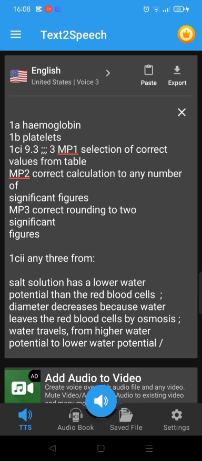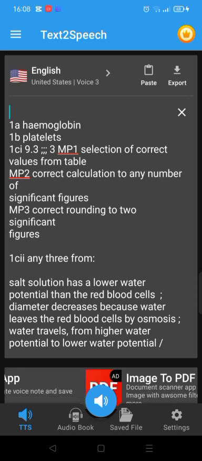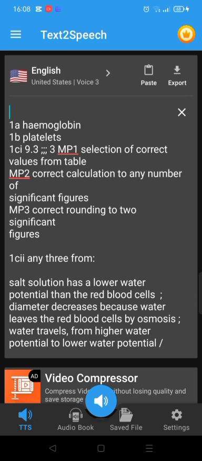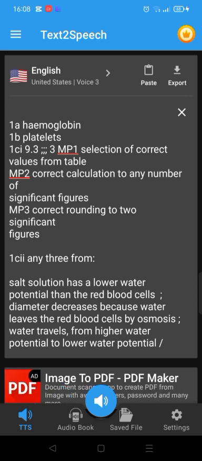2B any 3 from: Uses energy from respiration, mitochondria. Transport movement is against a concentration gradient. Involves movement of sugars, ions, substances other than water. Involves protein carriers. 2C: root hair cells. 2D: Leaves are yellow, leaves show chlorosis. Magnesium required for making chlorophyll.